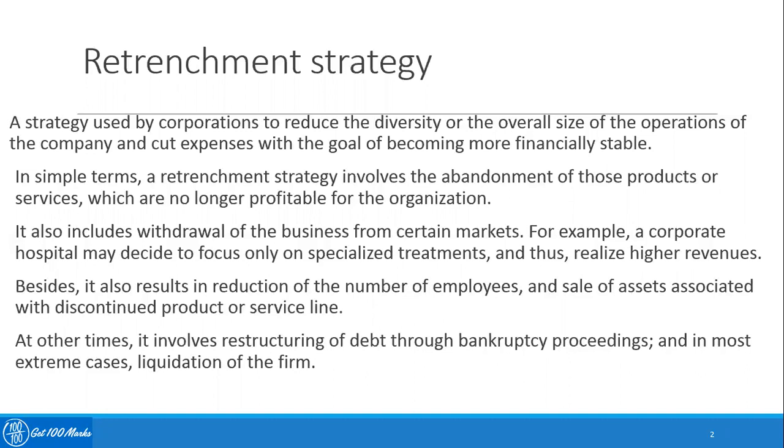Besides, it also results in reduction of the number of employees and sale of assets associated with the discontinued product or service line. At other times, it involves restructuring of debt through bankruptcy proceedings, and in most extreme cases, liquidation of the firm. So as we see, retrenchment strategies are of different types. So we will see them in the next slide.